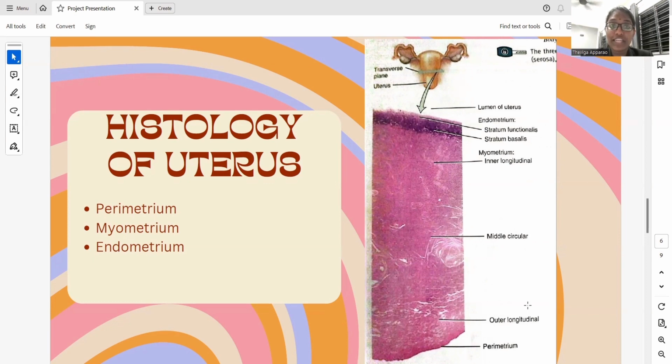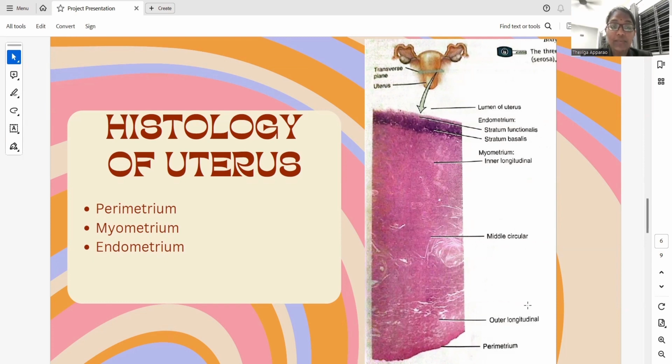Myometrium contains three layers, which are subvascular layer, vascular layer, and supravascular layer. The subvascular layer mainly participates in the sealing of the tubes and the separation of the endometrium during the menstrual cycle. The vascular layer plays a major role during labor. The supravascular layer is a thin sheet of crossing muscle fibers that stabilizes the uterine wall.